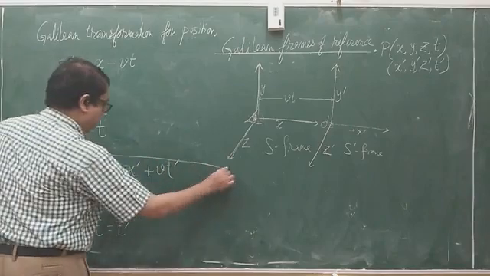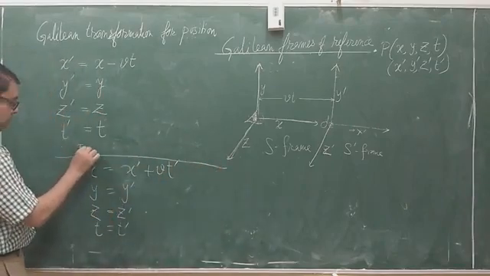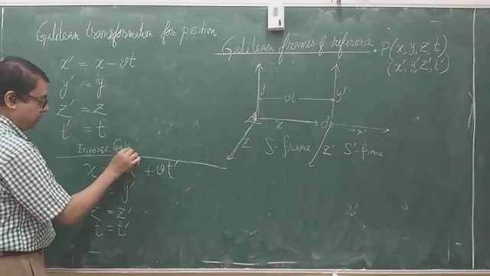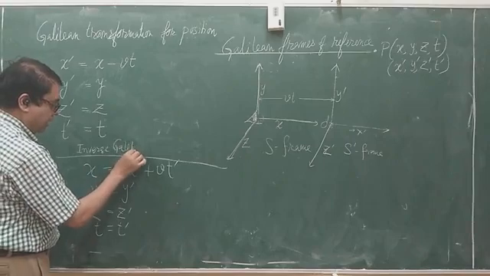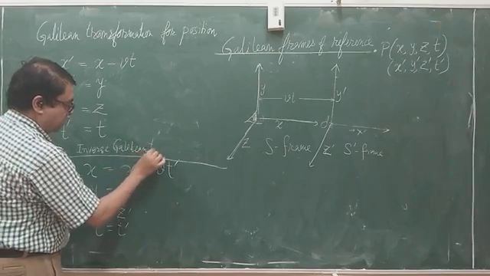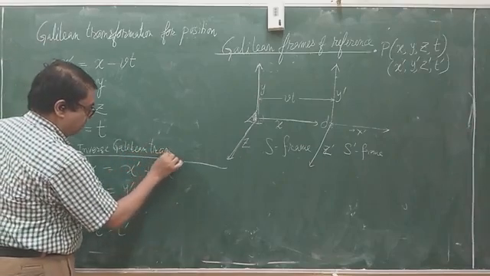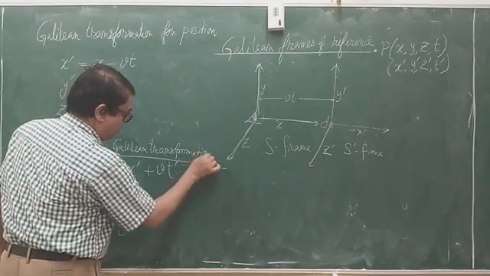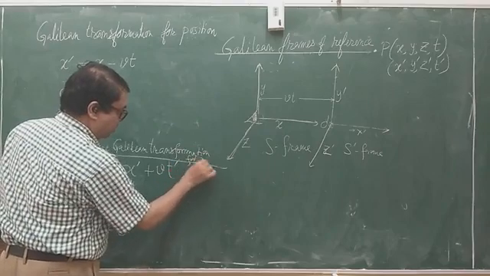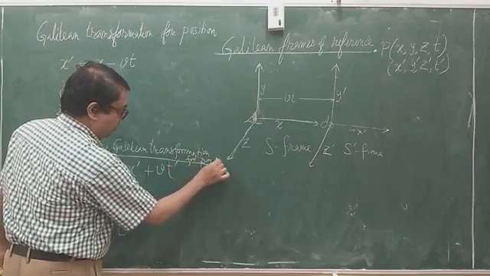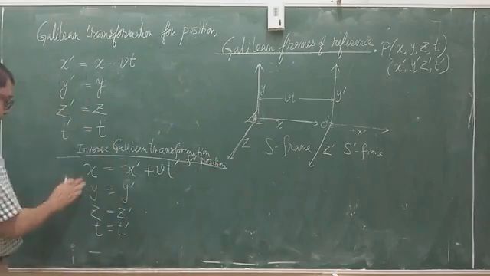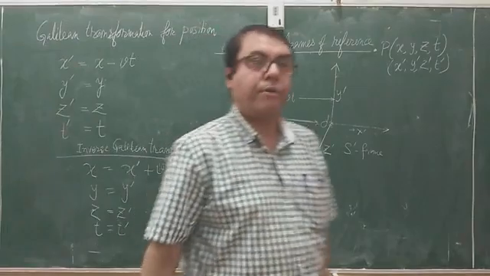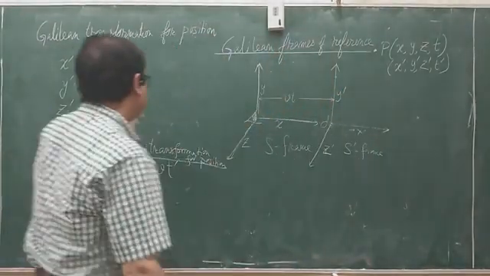So these are the inverse Galilean transformation for position. For position or location, I can directly use this. So these are very simplistic frames of reference in which we can find out this transformation formula.